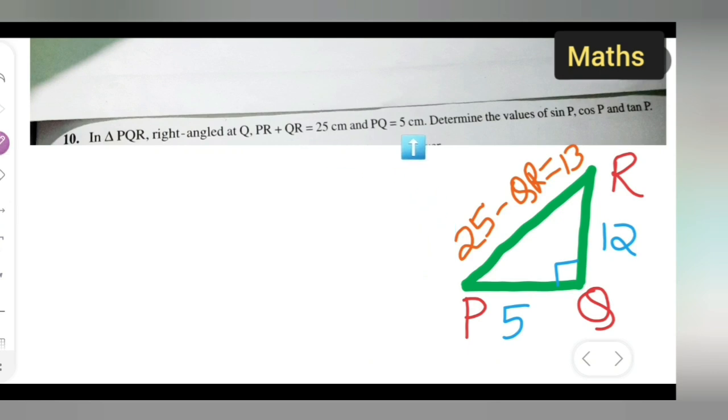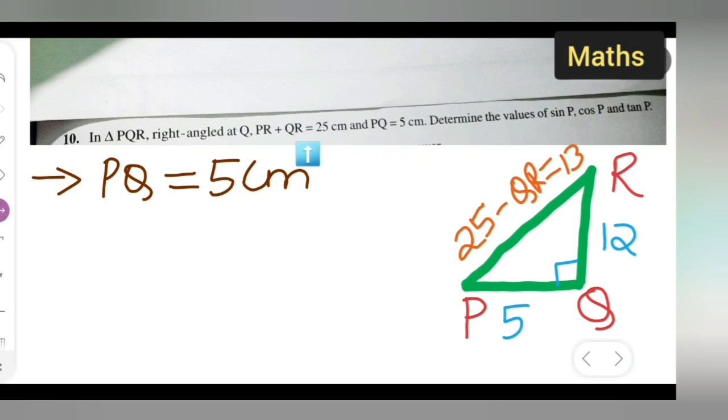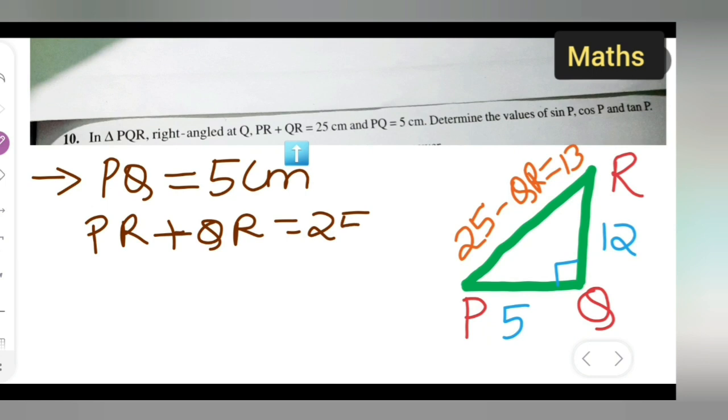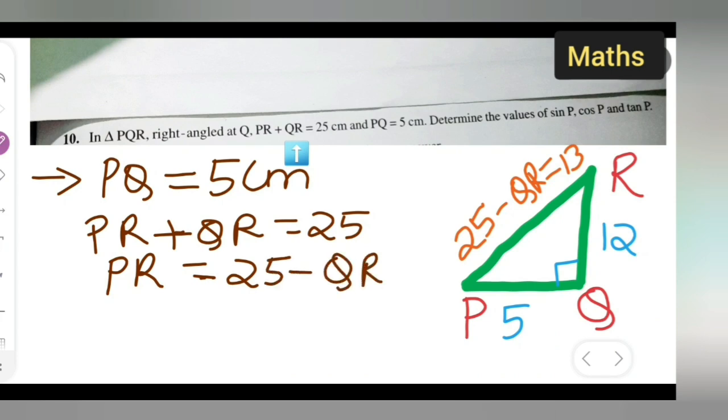So write down this. PQ is equal to, you all will get 5 centimeter. Then you all can write down this PR plus QR is equal to 25. What is given? PR plus QR is equal to 25. In the question it is given, right? PR you all can keep it as it is, equal to 25 minus QR you all can take down.